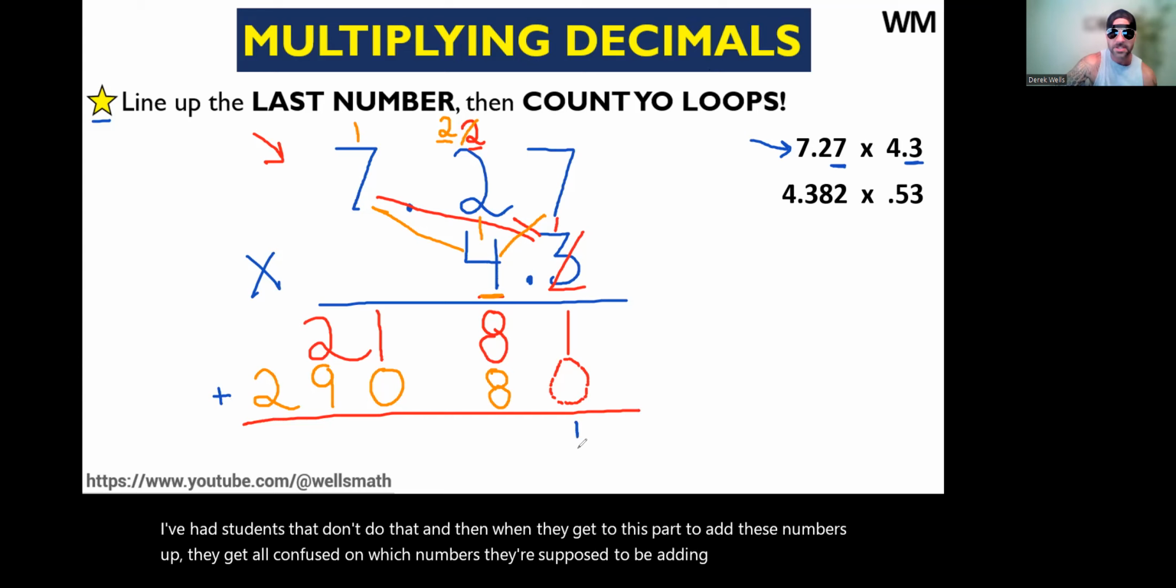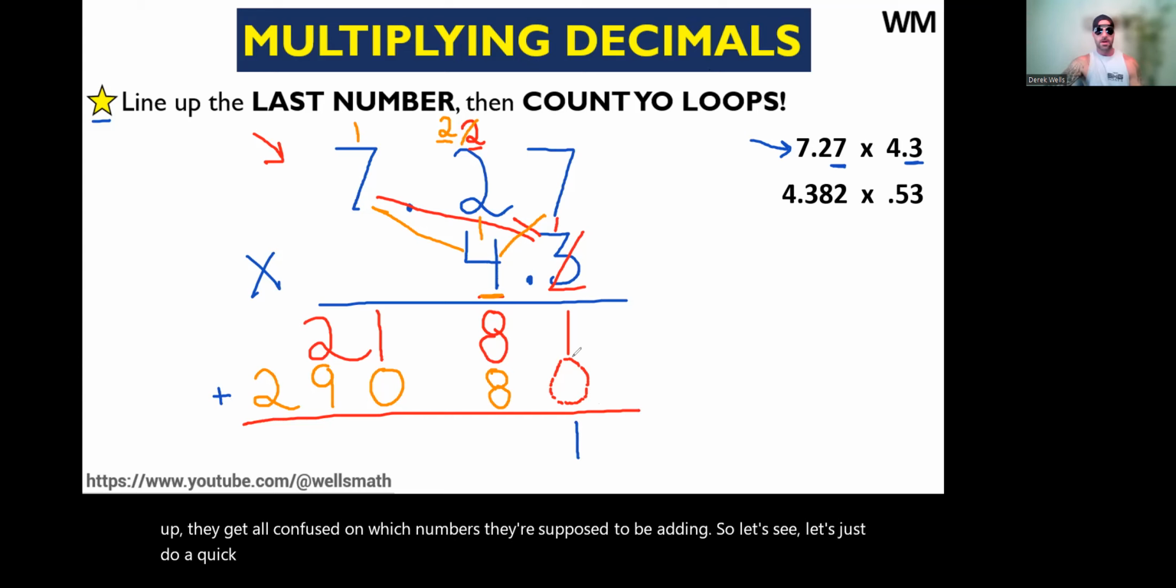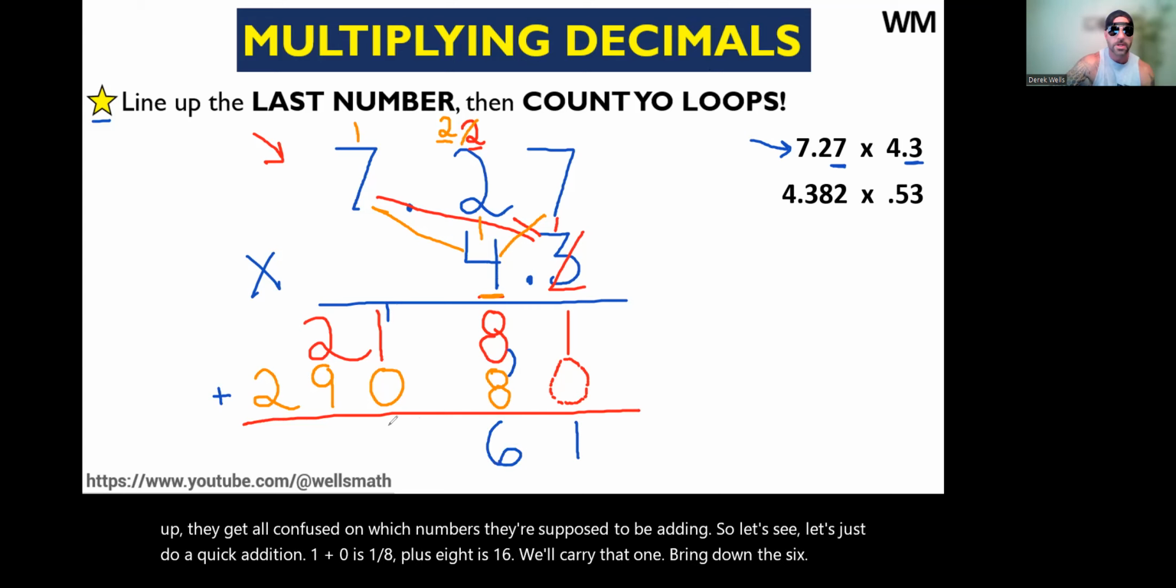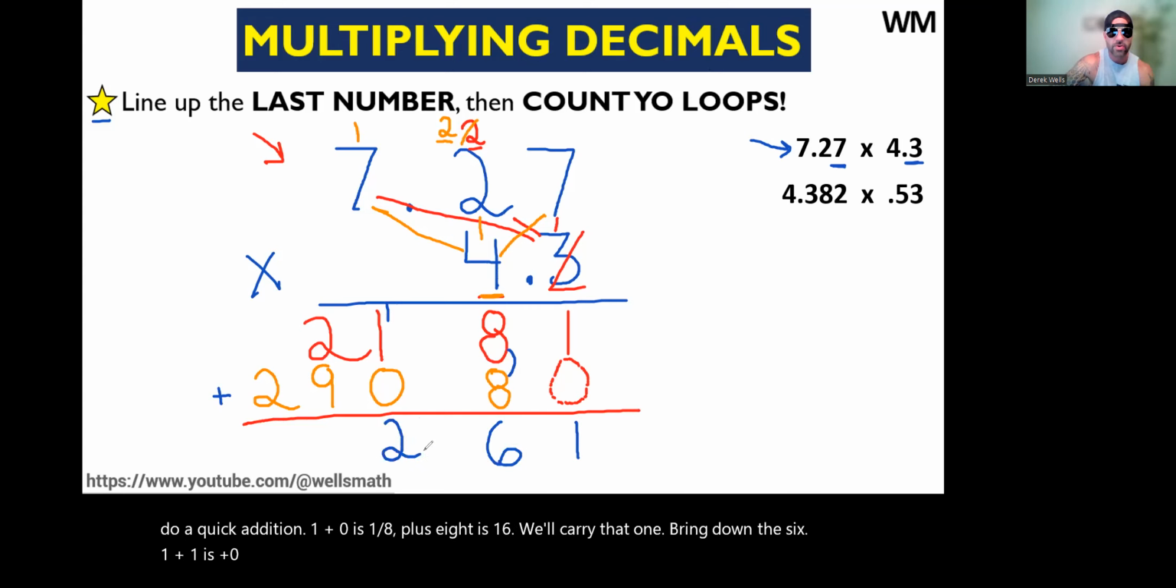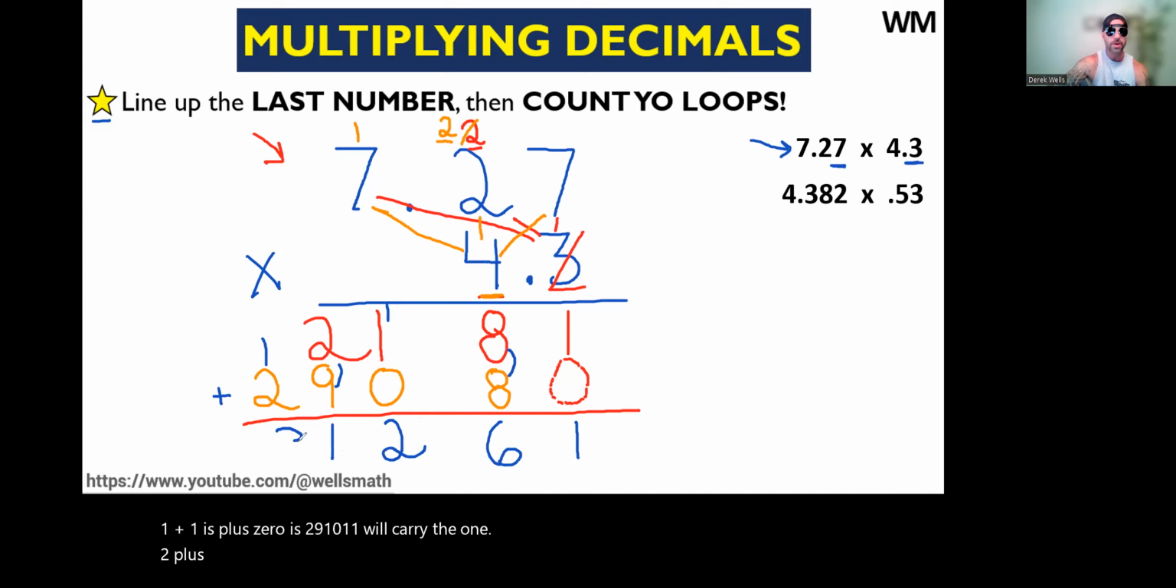So let's just do a quick addition. 1 plus 0 is 1. 8 plus 8 is 16. We'll carry that 1, bring down the 6. 1 plus 1 plus 0 is 2. 9, 10, 11. We'll carry the 1. 2 plus 1 is 3. So here we have our numbers. We've done all the tough stuff.